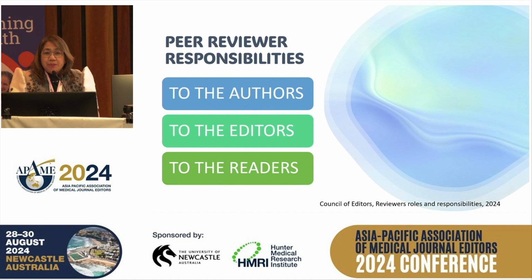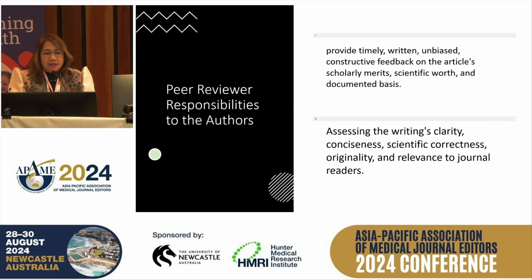Now, peer reviewers have responsibilities to the authors, to the editors, and to the readers. The peer reviewers' responsibilities to the authors also depend on the peer reviewers providing documented, impartial, and constructive criticism on the work's academic and scientific work. This input should be backed by evidence to ensure the reviewer's thoughts are transparent and justified. Also, the peer reviewers assess the author's clarity, conciseness, and relevancy. And the reviewer must also see if it has some appeal to the journal's readers.